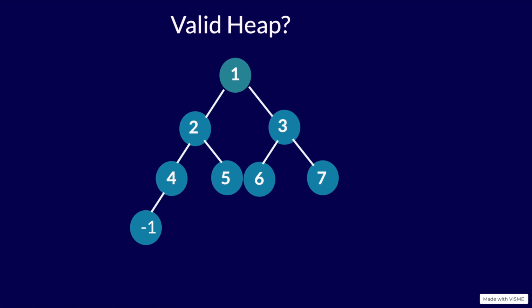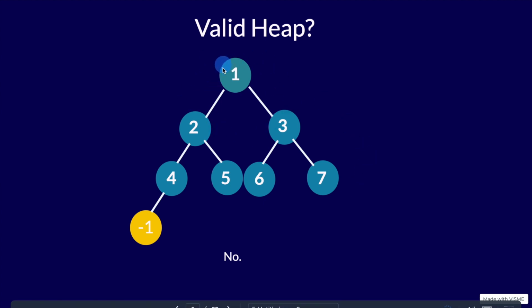Okay, so now we're going to be taking a look at some structures, and we want to know if those structures are a valid heap or not. So let's start from this, right? I'm going to give you some time to check if this is a valid heap or not. Okay, so is this a valid heap? Well, no. This is not a valid heap. Why? Because this is a minimum heap where the values of the parent should always be less than the value of the child nodes, right? And in this case, 4 is greater than -1. So this is invalid.